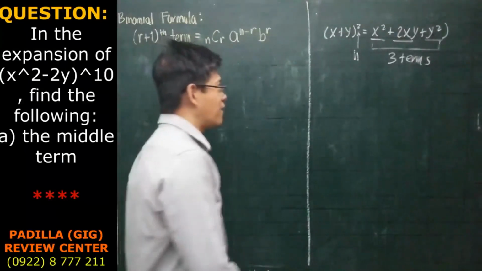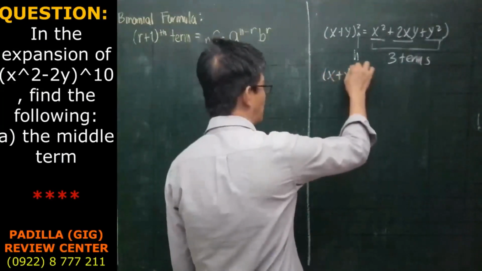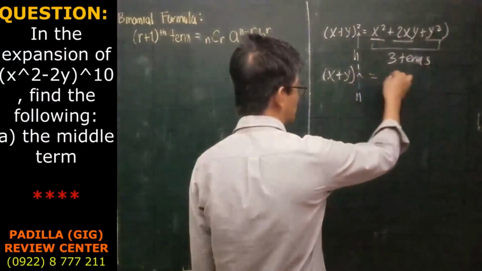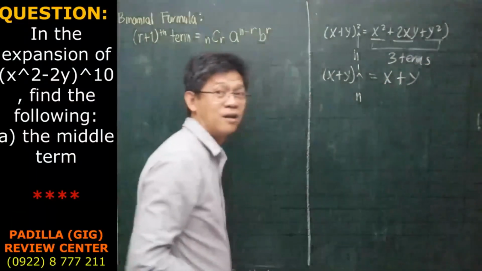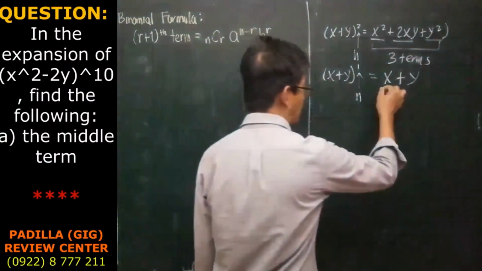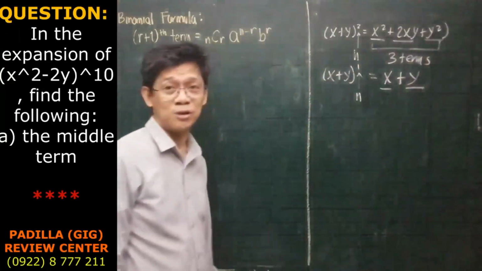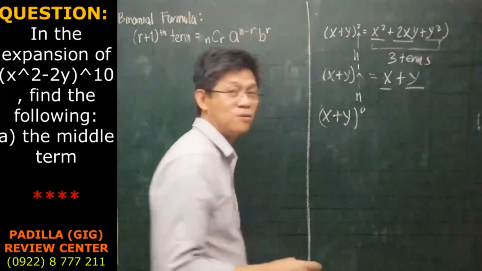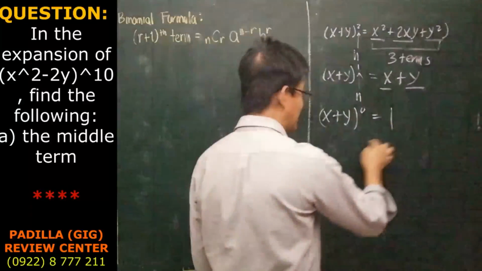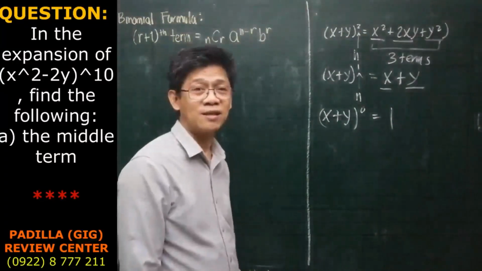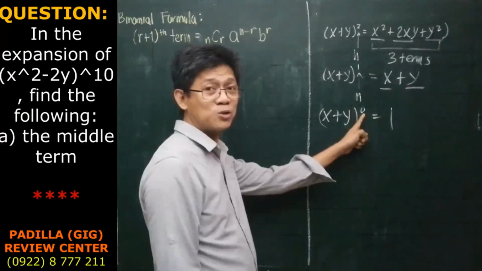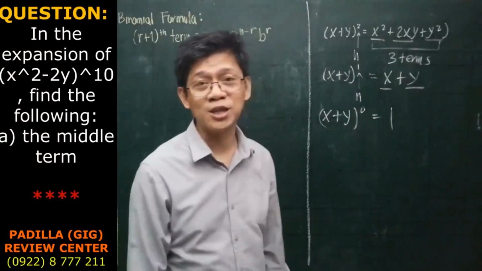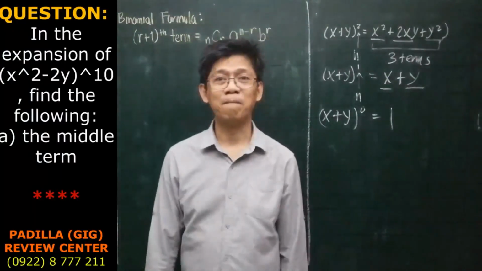Right? If I have here x plus y to the 1, your n is 1. So x plus y to the 1 is x plus y. So n is 1, there are 1, 2. There are 2 terms. Right? X plus y to the 0, this is 1. Any number raised to 0 is 1. So n is 0, 0 plus 1, 1. There is 1 term here. The number of terms in the expansion is n plus 1.